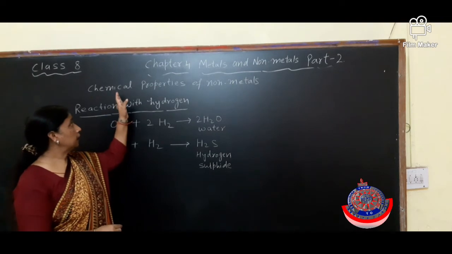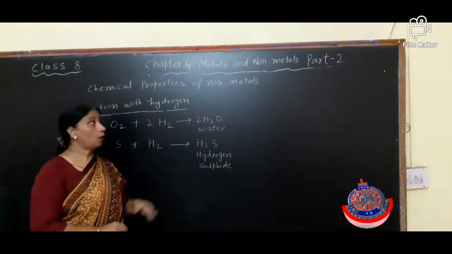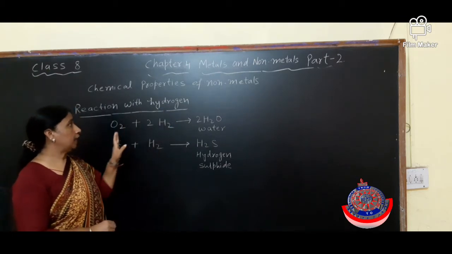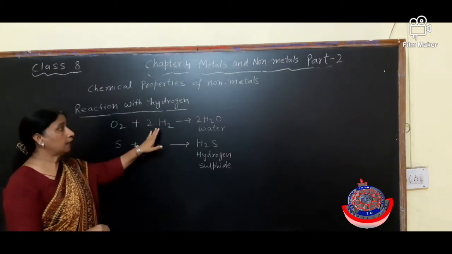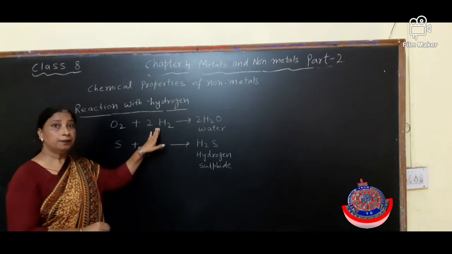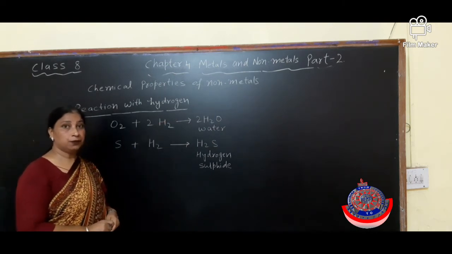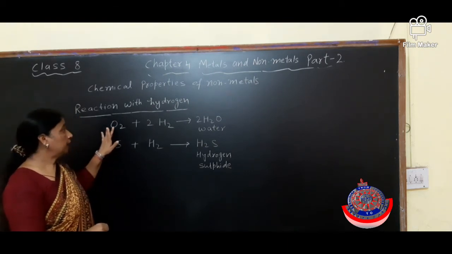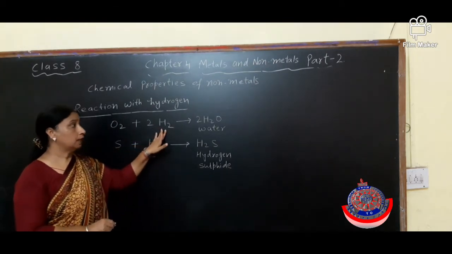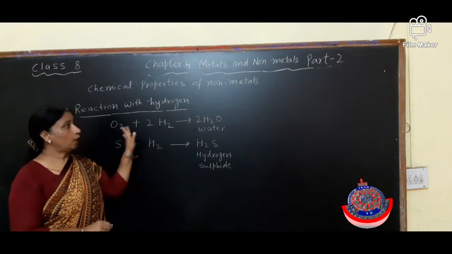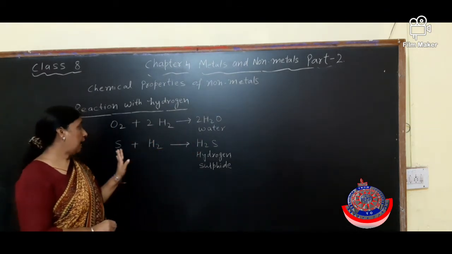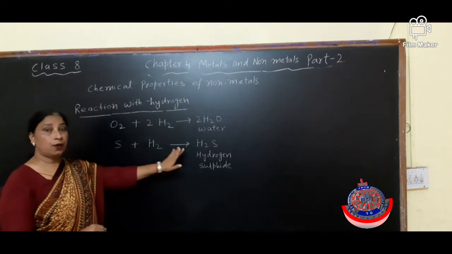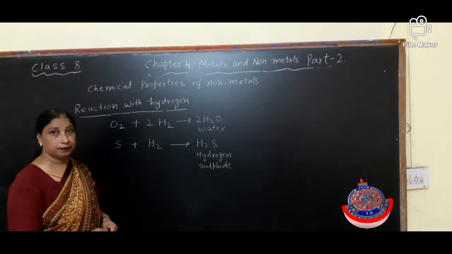Now students, next chemical properties of non-metals. Reaction with hydrogen. When non-metals react with hydrogen, they form their corresponding compounds which contain hydrogen. For example, oxygen. When oxygen reacts with hydrogen, it forms water. And when sulfur reacts with hydrogen, it forms hydrogen sulfide.